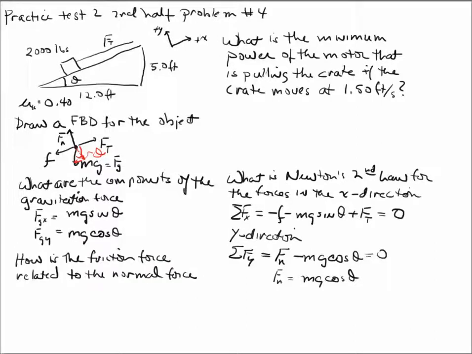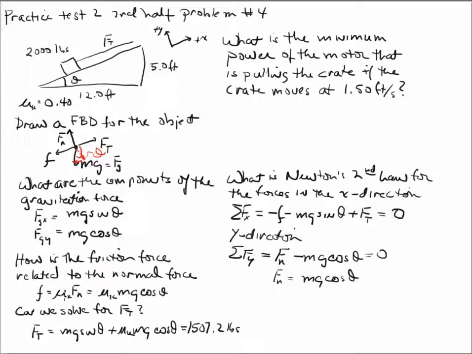How is the friction force related to the normal force? Of course, the frictional force is the coefficient of friction times the normal force, and that's equal to the coefficient of friction times the gravitational y component. Can we solve for Ft, the tension force? Ft is therefore equal to the component of the gravitational force in the x direction plus the force of friction, and that's equal to 1,507.2 pounds.